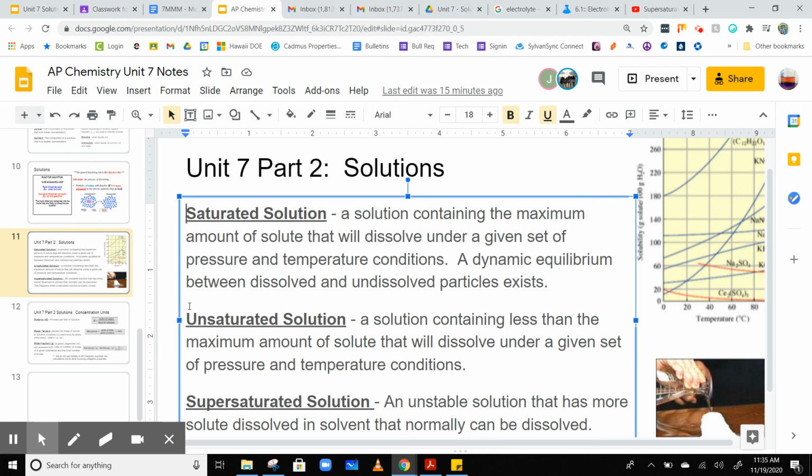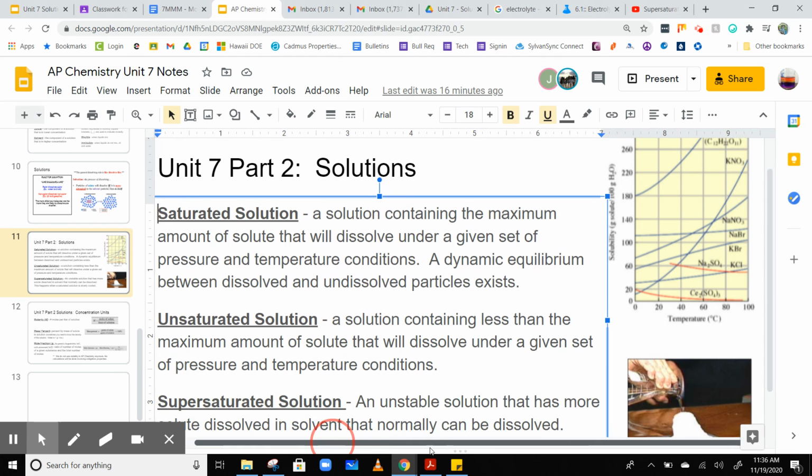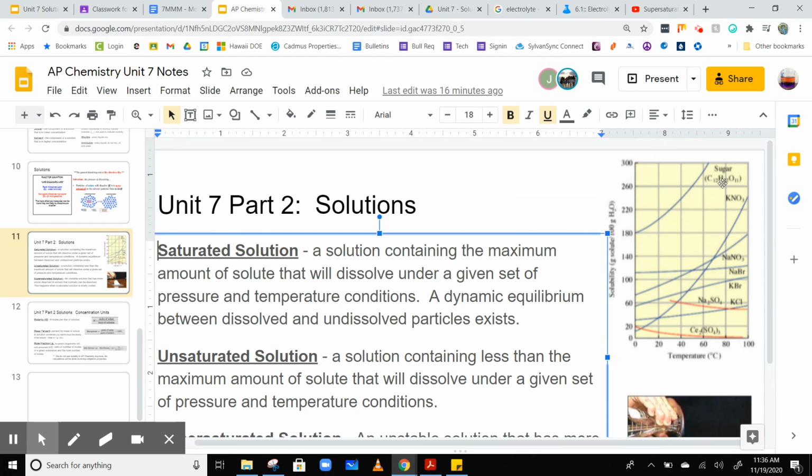Okay. An unsaturated solution contains less than the maximum amount of solute. So unsaturated means you can add more solute in there and it will dissolve. You can just keep adding it until it gets to a point of saturation, right? You'll see this on a curve like this.